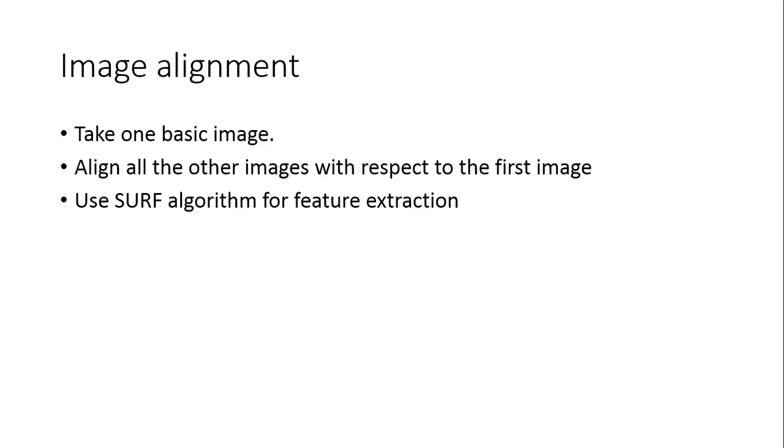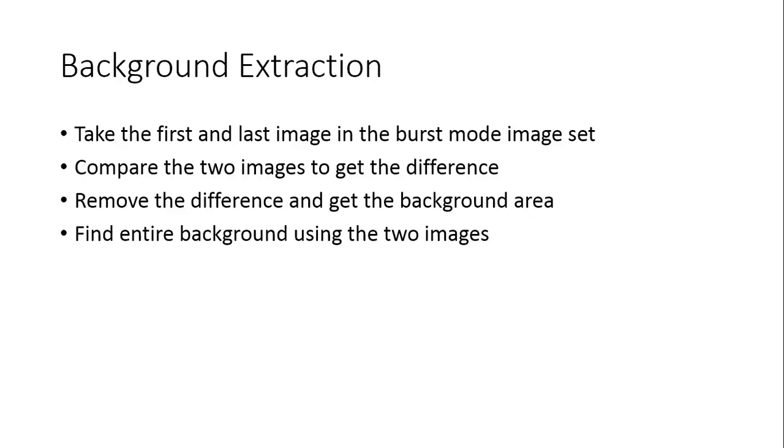So the first process in this is to align all the images so that you won't have any issues where the images are in different alignments, and this might happen because you haven't used a tripod stand or something to hold your camera still. So we just take the first image and align all the other images based on your first input image, and once that is done, you extract the background feature, the background of the image.